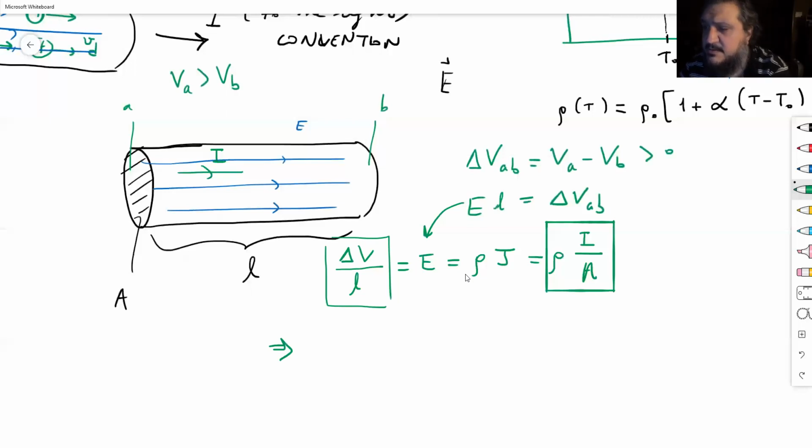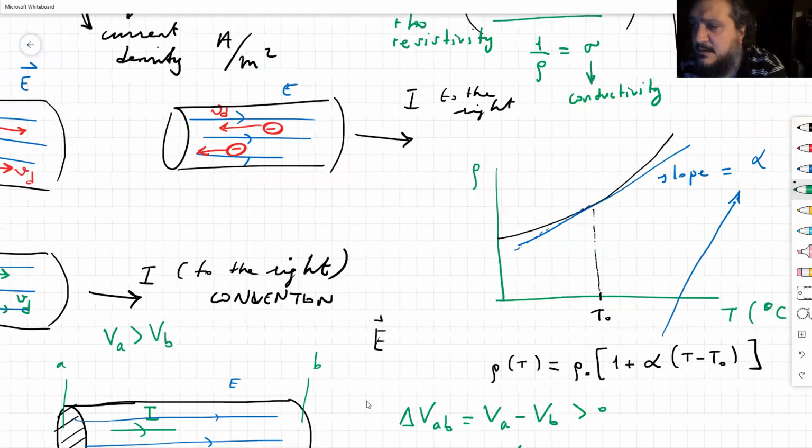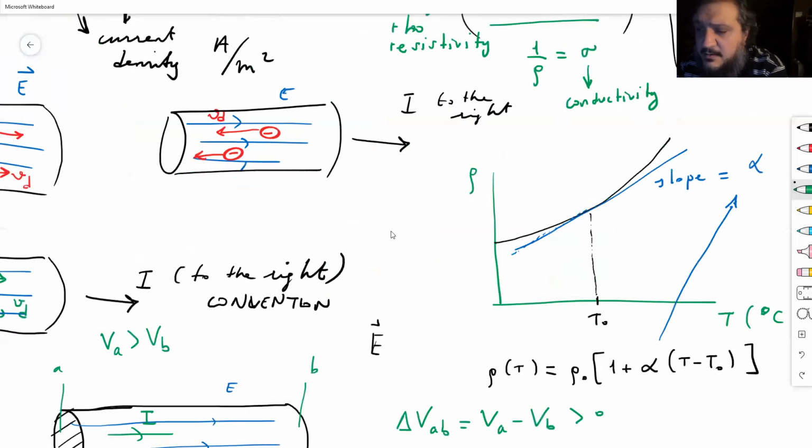Okay, did I write it the wrong way? E equals rho J. Double check again. Equals.